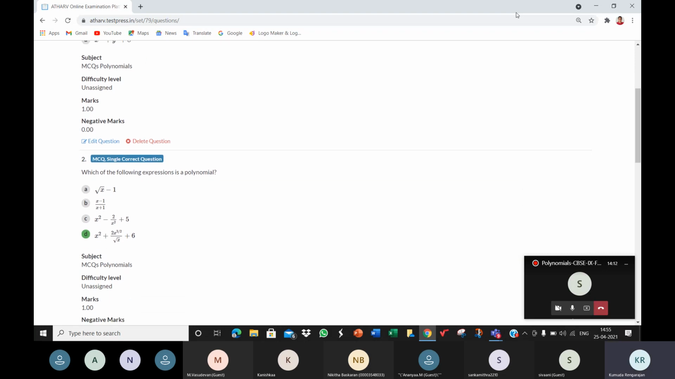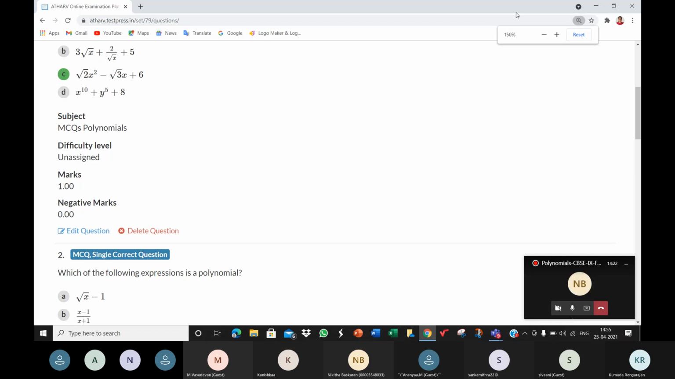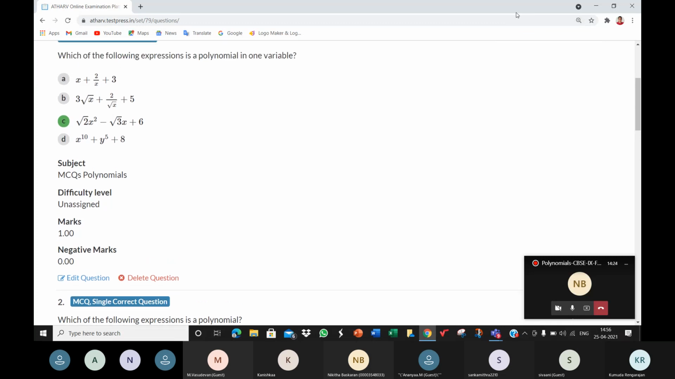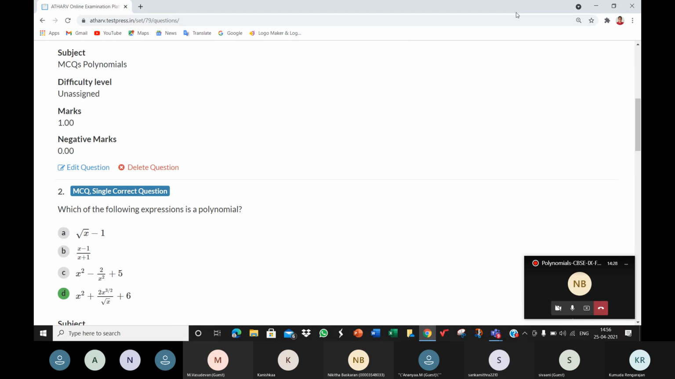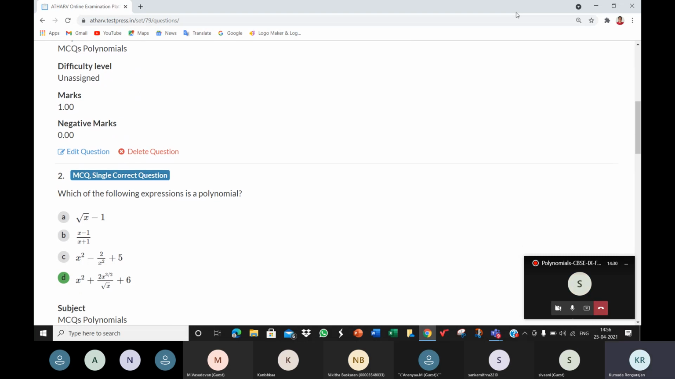Second one, which of the following expressions is a polynomial? So in A, we have root x minus 1. Root x means x to the power 1 by 2. Root x is in the radical form; its exponential equivalent is x to the power 1 by 2.